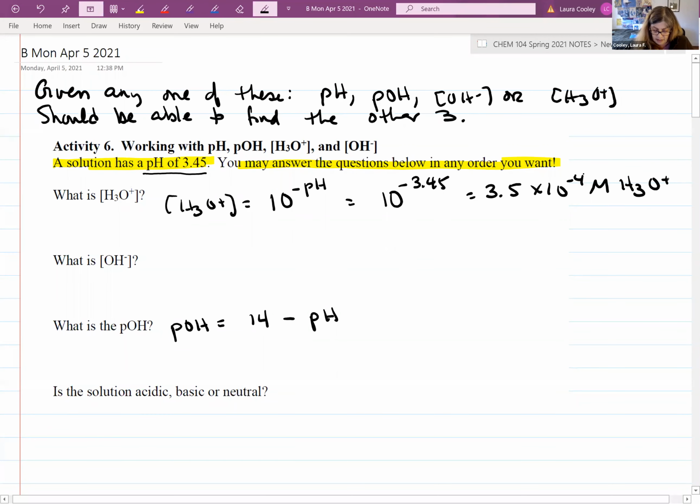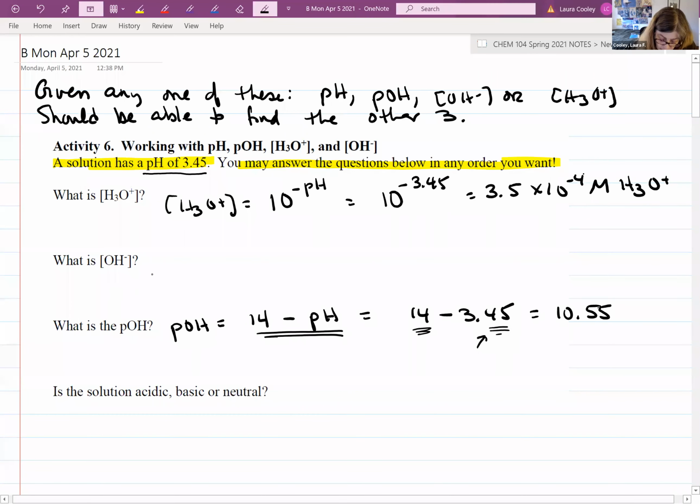Then I could take 14 minus the pH. And by the way, when you do this, you always assume that the 14 has as many zeros after it as whatever you have with the number that you're subtracting. So this is really 14 with any exactness, depending on what this number is. So 14 minus 3.45 is 10.55.